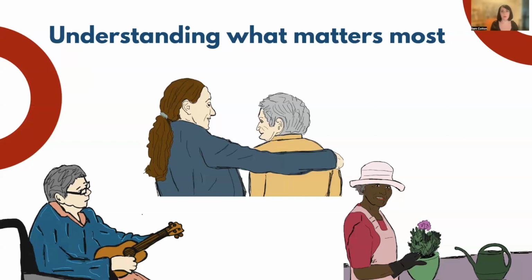For example, instead of asking a broad question like, what would you like to do today, ask them, would you like to go for a walk? Would you like to go sit in the garden? Would you like to play cards? Give them a couple of different options and see which one they're able to respond to, versus asking that overwhelming question of, what would you like to do today?